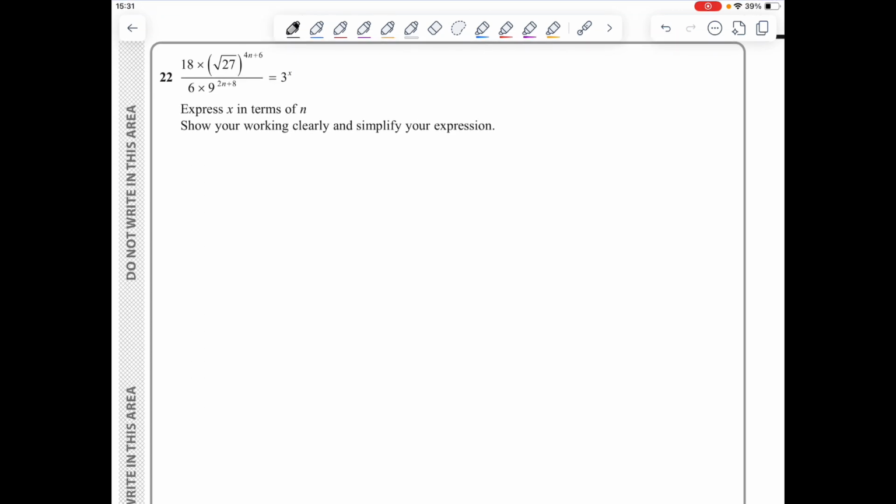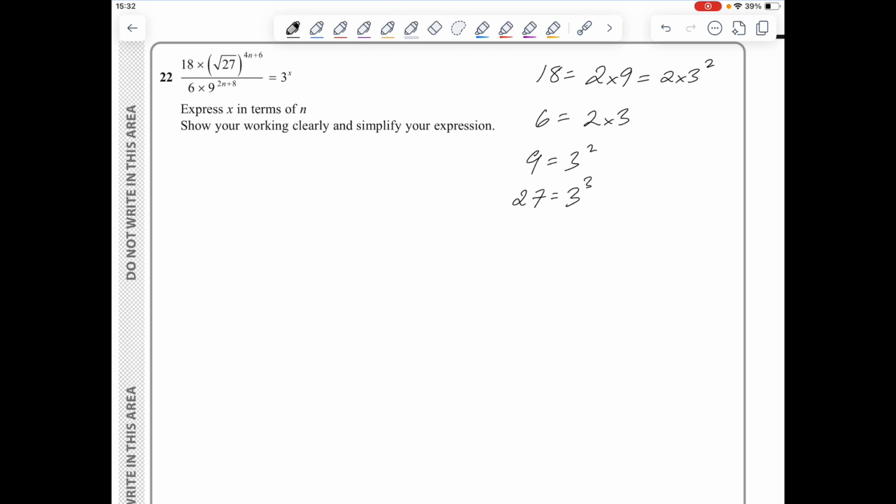For question 22, I'll write all the numbers as a product of powers of 2 and 3. So 18 is equal to 2 times 9, so it's 2 times 3 squared. 6 is equal to 2 times 3. 9 is equal to 3 squared. And finally, 27 is equal to 3 to the power of 3.